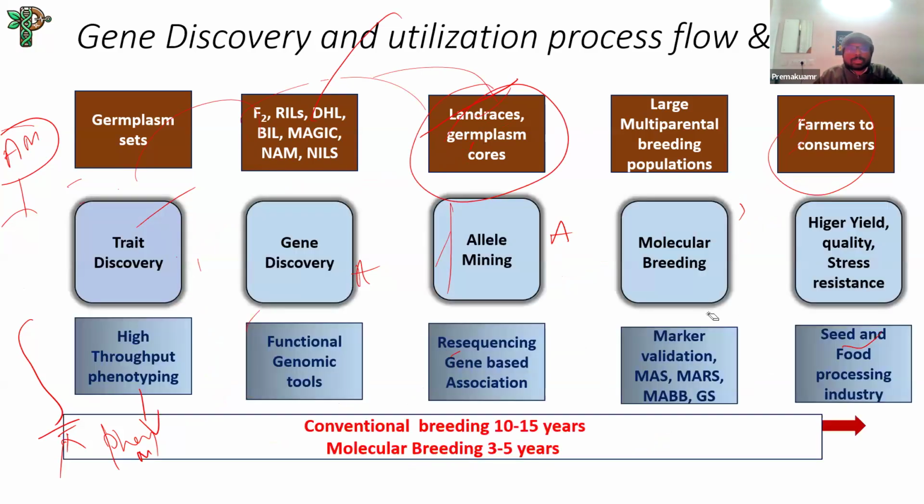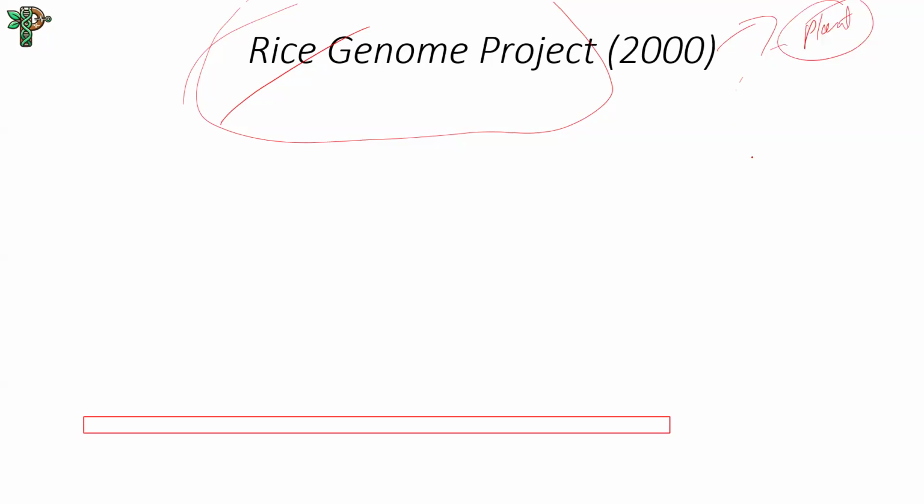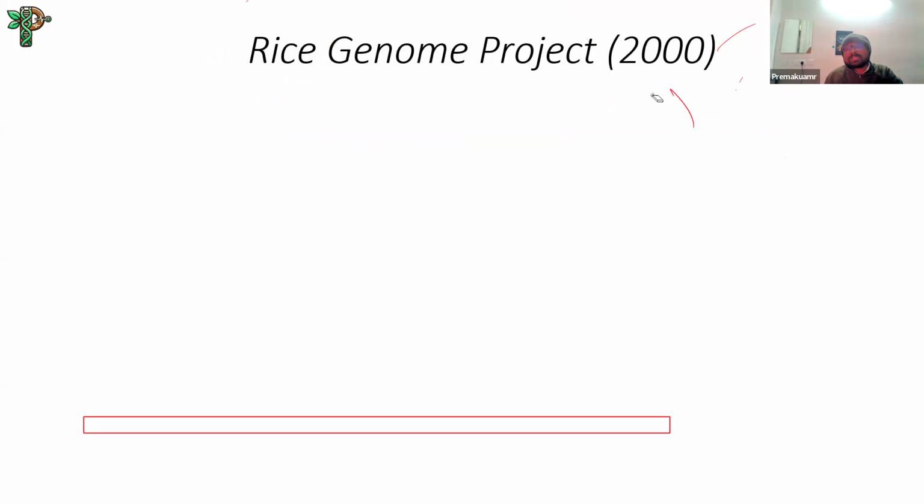Then how genomics started. When entire genomics started, the first crop genome sequence was rice. The first plant was Arabidopsis. After the Arabidopsis gene discovery, it has a small genome, but they are not cultivated varieties. Arabidopsis is not a crop. But the first crop genome fully sequenced and saturated is the rice genome.